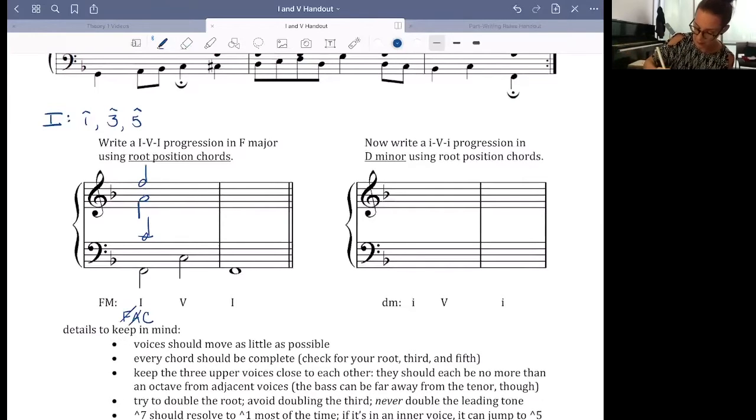And then I can put my tenor on that C. And now I have a sixth between my alto and my tenor, and another sixth between my alto and soprano. The bass is way down here, but the bass is allowed to do that. So from a doubling perspective, we're good because we have two roots. From a spacing perspective, we're good. We are within an octave between all of our individual upper voices.